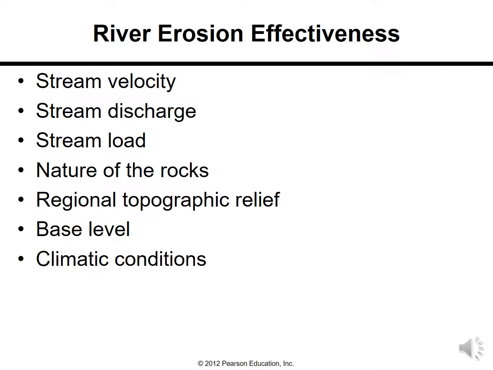River erosion effectiveness also depends on the stream velocity. If you have high velocity, then the erosion is more effective, and higher stream discharge will also cause higher erosion. Stream load is the other thing. If you have a much heavier stream load, erosion is less likely to happen. Instead, there will be more deposition.